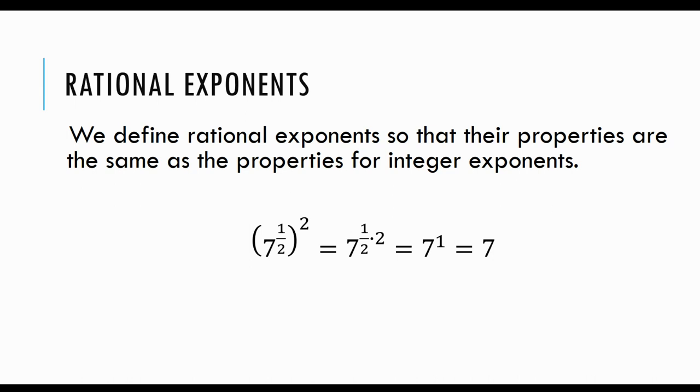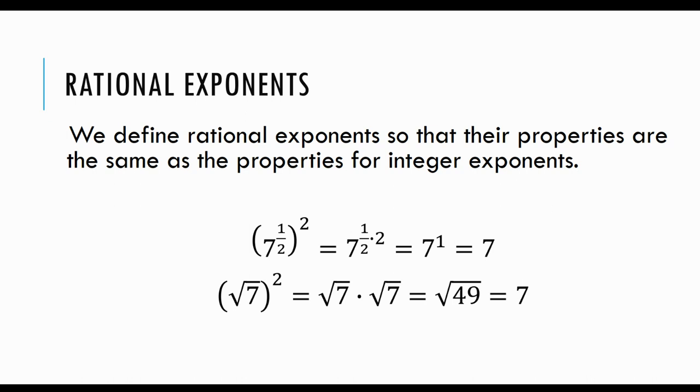So notice that if I have 7 to the 1/2 power, but that's being squared, when you have two exponents, a power to a power, that means you multiply them together. Notice that in this case, 1/2 and 2 are reciprocals of each other. So it turned into 1, and so that gets us 7.